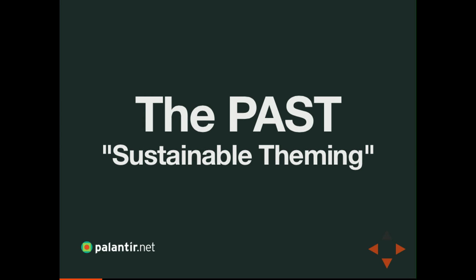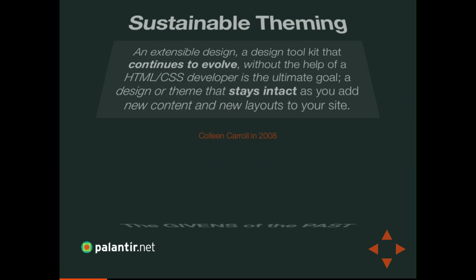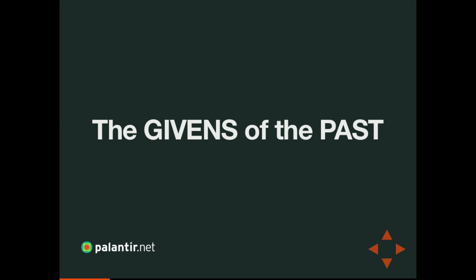Around this time, Palantir.net, the company I work for, did a series of blog posts on this idea of sustainable theming. And Colleen Carroll, now our Director of Operations, at the time a front-end developer, described sustainable theming as an extensible design, a design toolkit that can evolve over the life of a project. You want your design and theme to stay intact as you add new content types, new layouts. So these are pretty good goals, and goals that we still have today. The way we went about achieving those goals in 2008, 2009 was different from how we do it now because the given circumstances were different then.